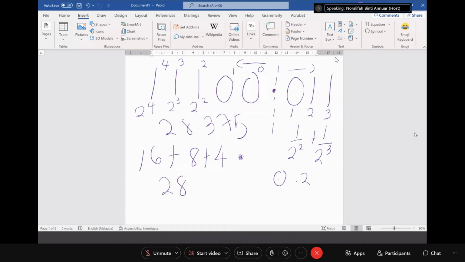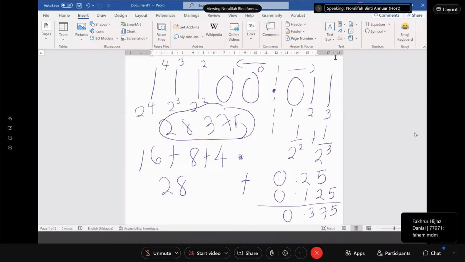Calculate in advance. Whoever has a calculator, you can use the calculator. 1 divided by 2 to the power of 3, you will get 0.125. So you just add it up. When you add, you get 0.375. Then you add it to 28, and you will get this answer. Okay, everyone can? Don't just copy the teaching. Understand? You have to calculate. Most important is you know the positions. Okay? 0, 1, 1 just now.